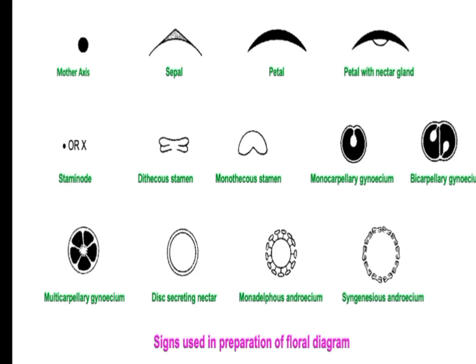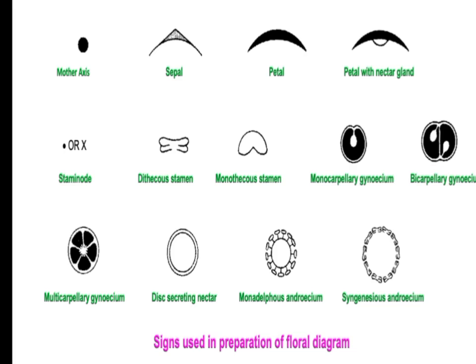Then staminoid condition will be represented either using a dot or using a cross. What is staminoid? Staminoid is called sterile stamen. Then if the stamens are in dithecous condition, we will use this sign. If it is in monothecous condition, we will use this sign, that is a kidney shaped structure. Then monocarpillary gynoecium. If the gynoecium is in monocarpillary condition, we will use this sign, and if it is in bicarpillary condition, we will use this symbol.